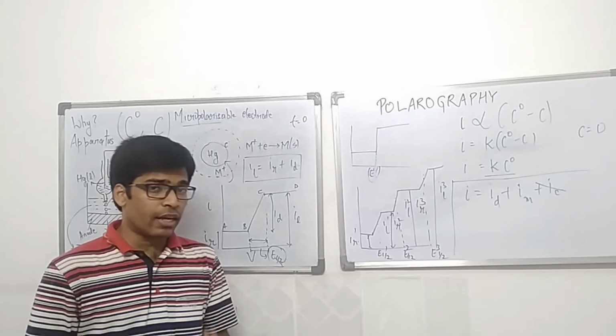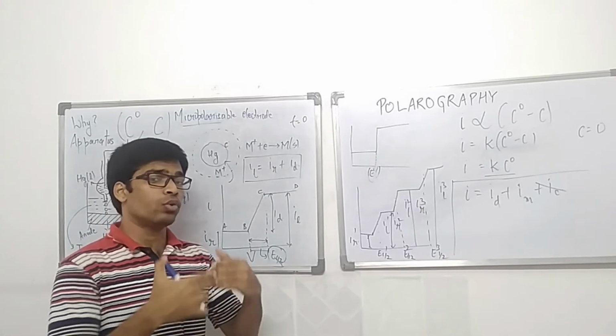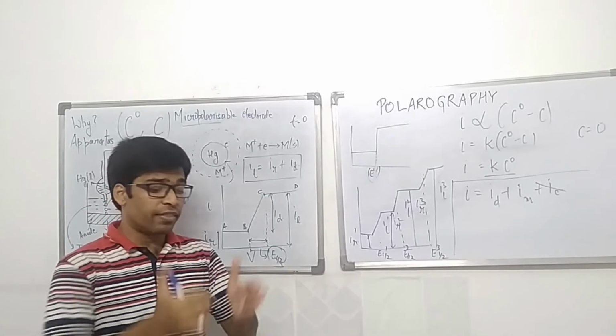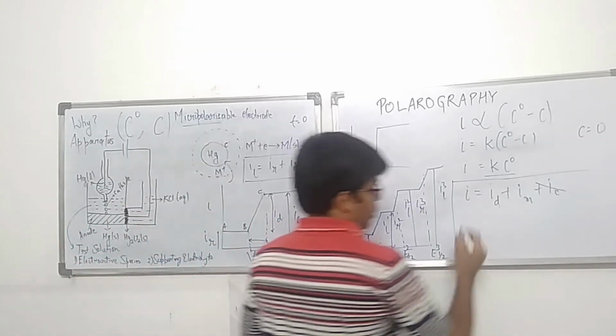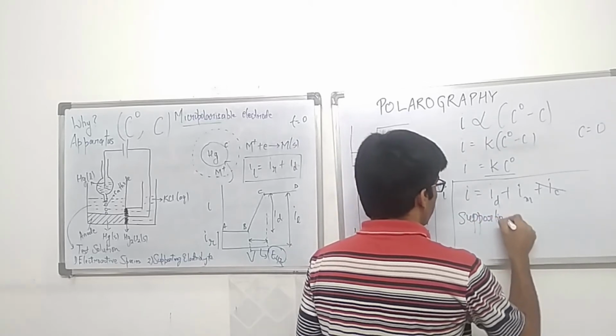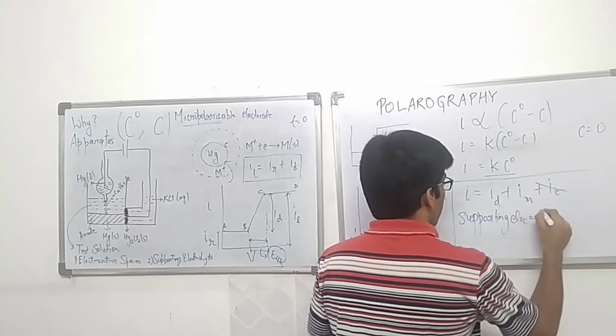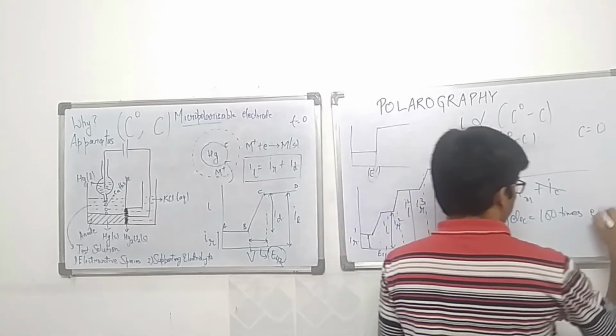Now, in order to tackle that, you take another ion which will respond to the potential more quickly, and whose concentration is very high. That is where the supporting electrolyte comes into play. The supporting electrolyte has a concentration around 100 times that of the electroactive species.